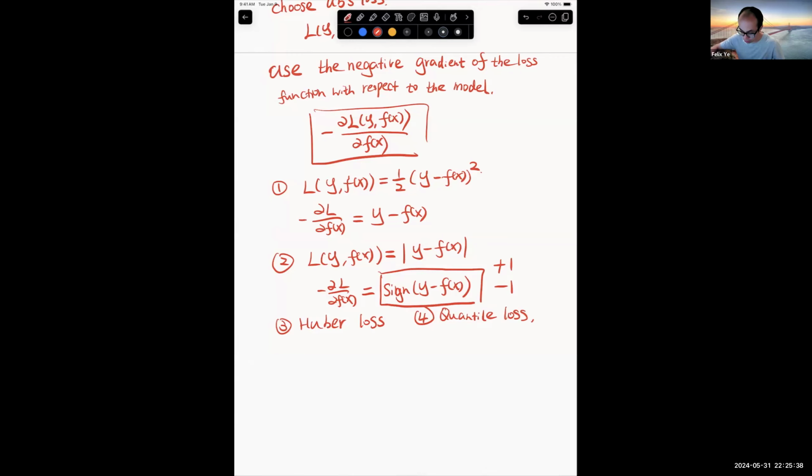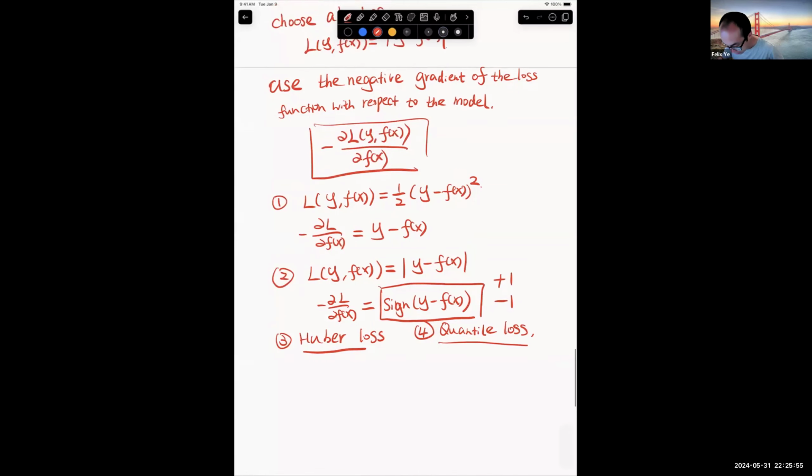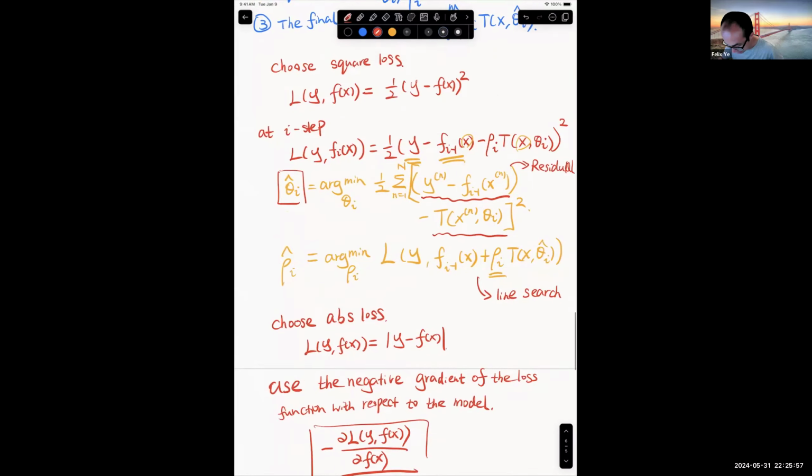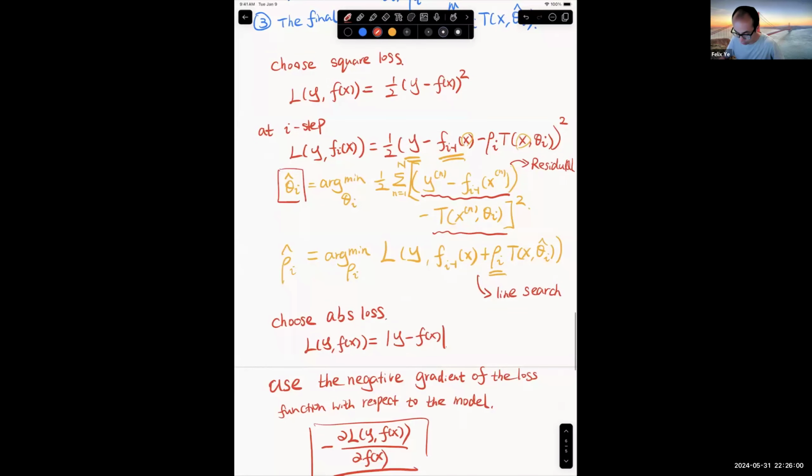The reason that we choose Huber loss and the quantile loss is very similar to the reason that we're using absolute loss. Both can avoid the influence of the outliers. So that's basically the whole idea of how we choose this theta and the rows here.